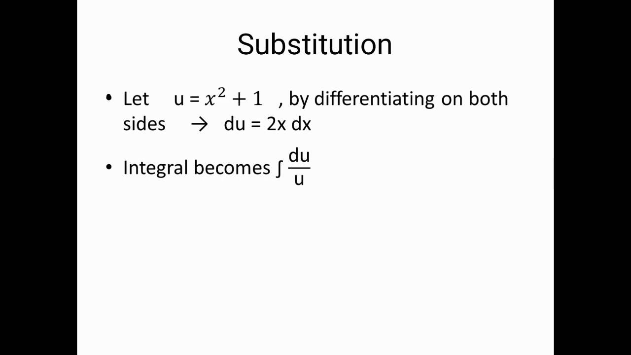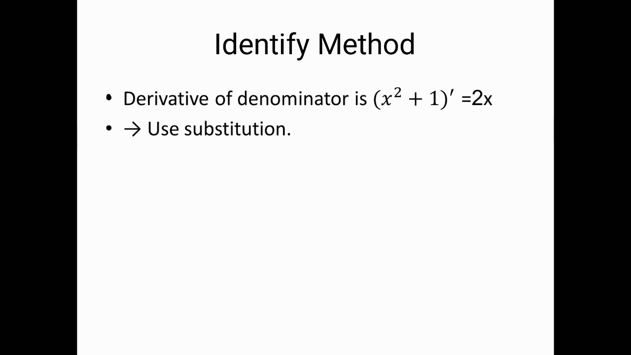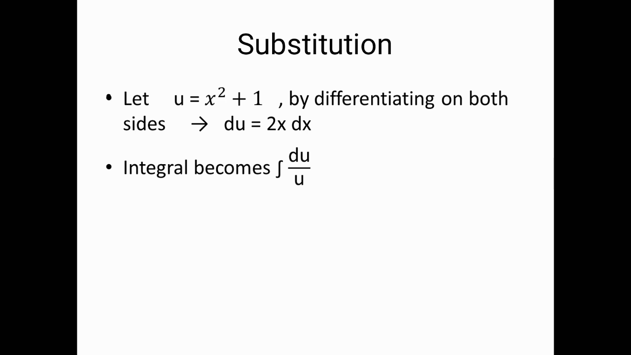You see, by using the substitution method, let u equal x squared plus 1. By differentiating on both sides, you will get du equal to 2x dx. Then dx will be equal to du over 2x. Then you replace the value of u in the integral, and remember that u equals x squared plus 1. This simply means that the integral becomes the integral of du over u.